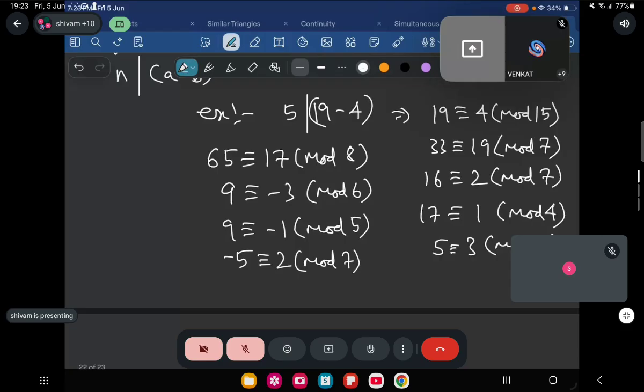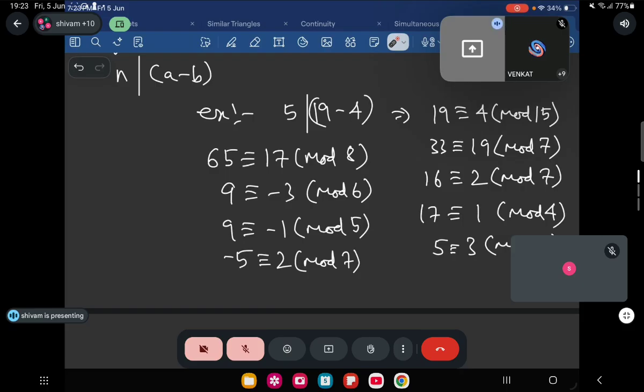Okay. So see, also you see in these congruences, whatever you divide on the left hand side, for example, you divide 19 by 15, what is the remainder? Tell me. 4. And you divide 4 by 15, the remainder is 4. 33 by 7, what's the remainder?